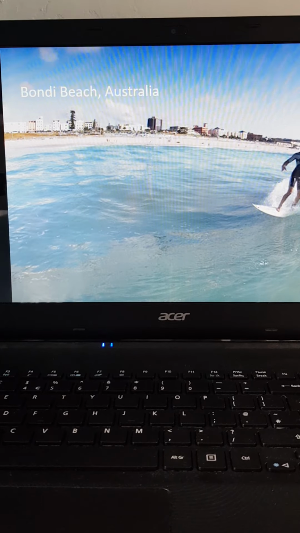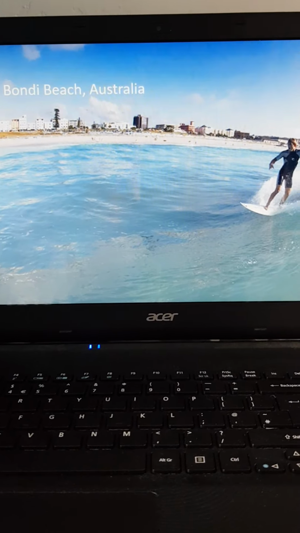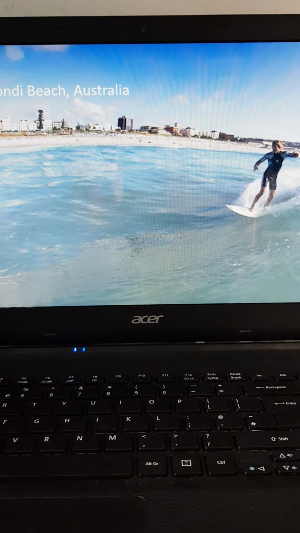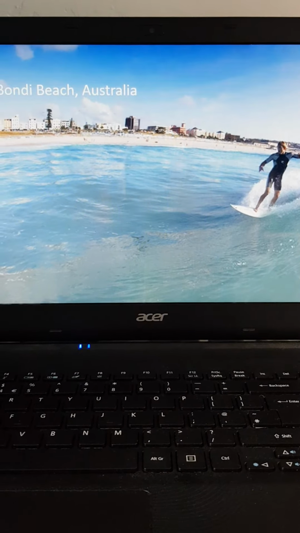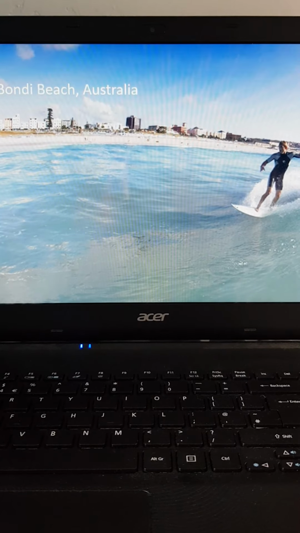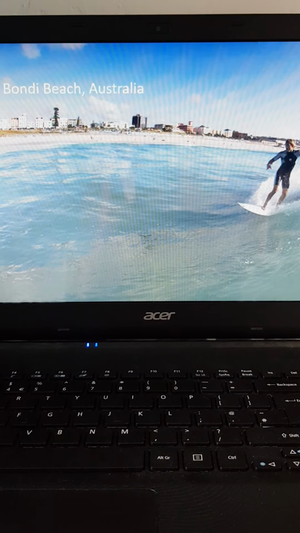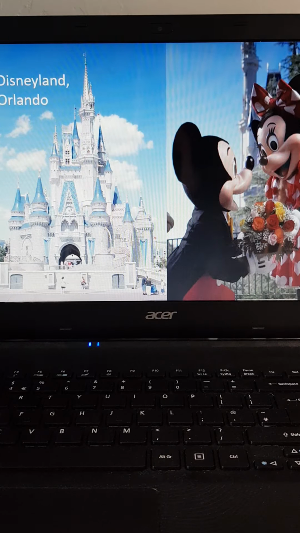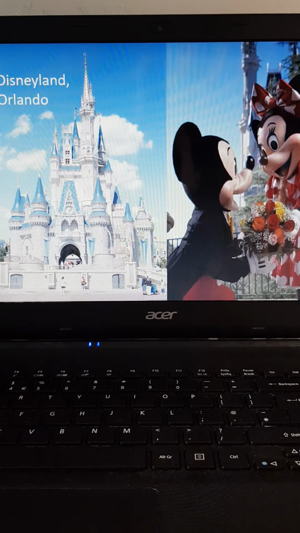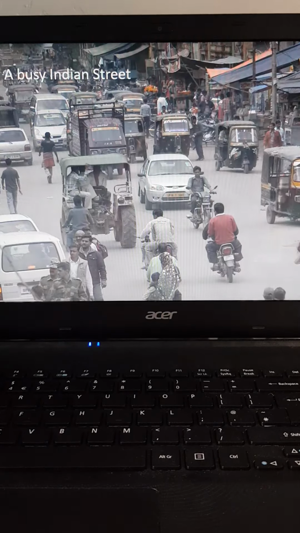Number 4, another beach. This is Bondi Beach in Australia, so we can see a surfer. Obviously you can see the city in the background. Think about what you could see, what you can smell, what you can hear. How would you feel? Is this somewhere that you'd like to be and why? Got Disneyland in Orlando. Same 6 questions for this image.